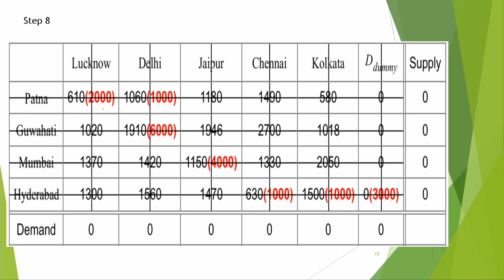So how many cells are there? 1, 2, 3, 4, 5, 6, 7. But we need, where there are 4 suppliers, 4 plus destination 6 minus 1, that means 9. So 2 cells are basically needed more. So I can supply 0 quantities to those, so that my procedure becomes complete.